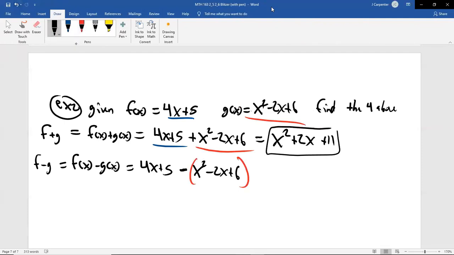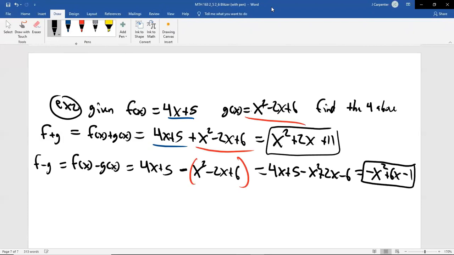So blue minus red, distribute the negative, you get 4x plus 5 minus x squared plus 2x minus 6, because you're changing signs when distributing a negative. Combining like terms, you'll have your negative x squared first if you write them in a more appropriate order. The 4x plus the 2x will be a plus 6x, and then the 5 minus 6 will be a minus 1. And that would be f minus g.